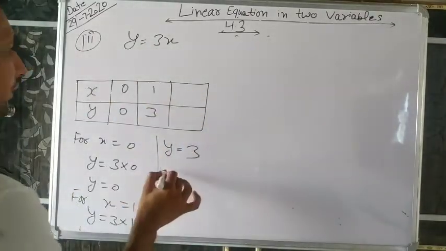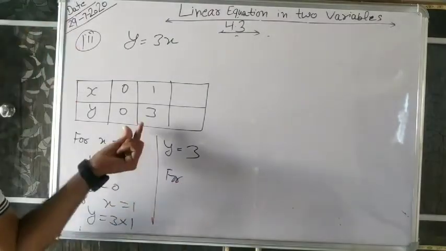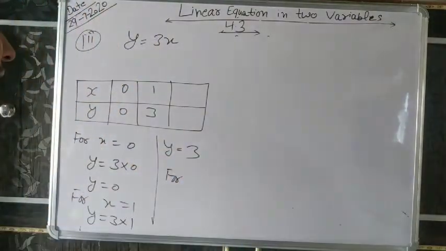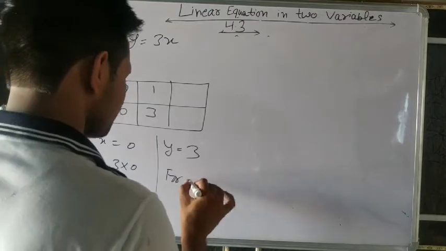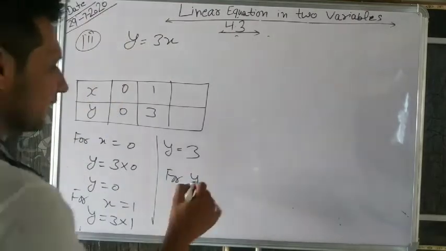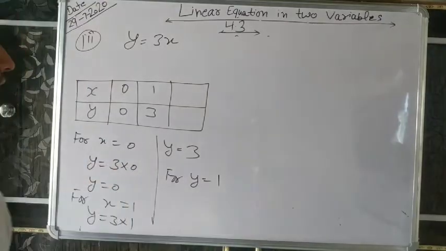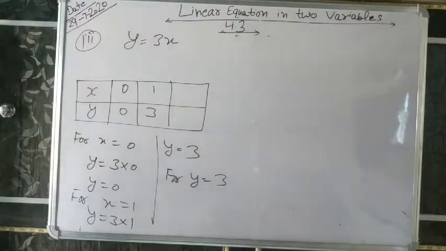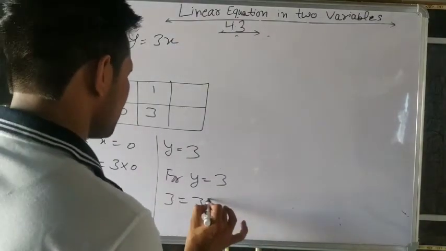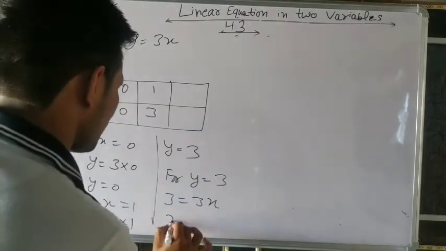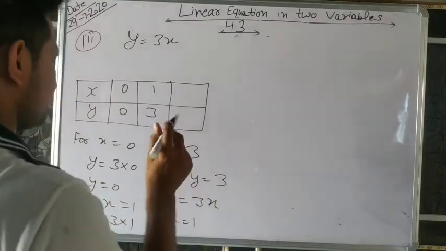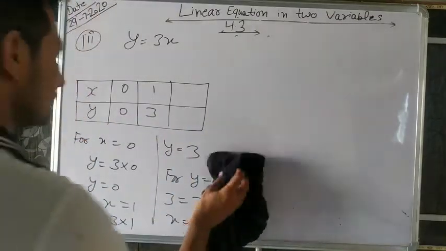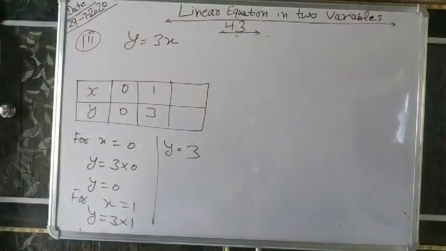Now you can find one more solution. As I told you, two solutions are sufficient; no need to find more than two, but if you want to, you can. Now suppose y is 3, or any number you can take. If y is 3, then 3 equal to 3x. Dividing by 3 on the other side, x equal to 1. This point is already fine, so no need to use it. Another point you can find if you want.